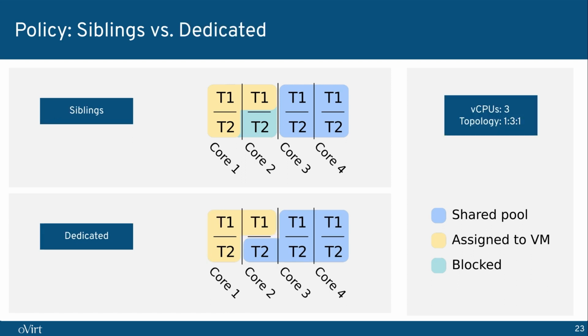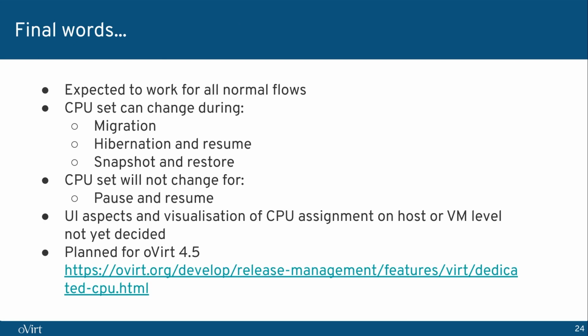Again, if you compare the situation for the VM with 3 threads, on the second core, you have only 1 thread in use, and the virtual CPU running there will not roam to the second thread, even though that thread is also allocated to your VM. And that's it. We expect this to work for all normal flows. For some flows, the CPU set of your VM may change during its lifetime. For other flows, it will stay fixed.